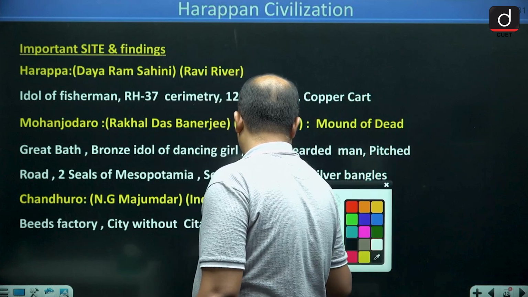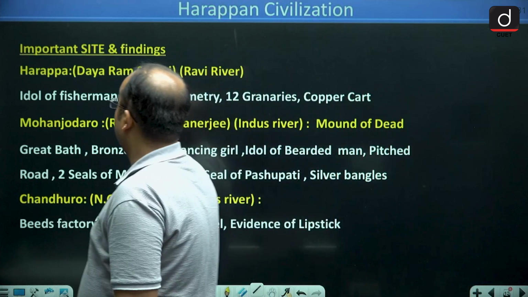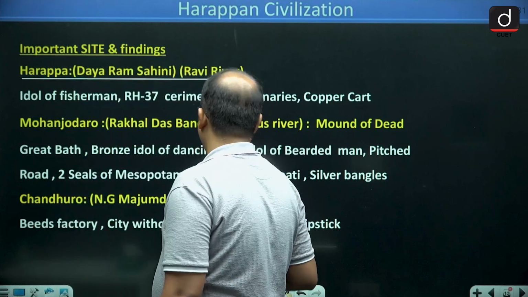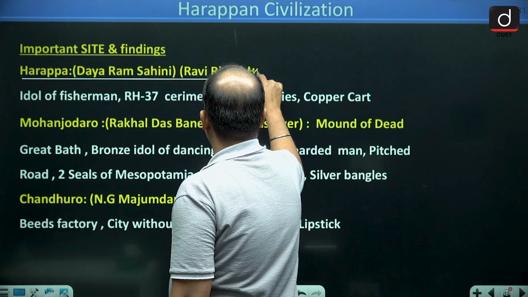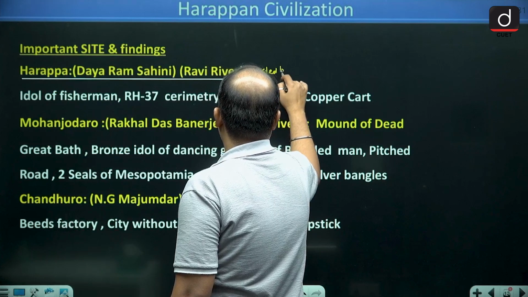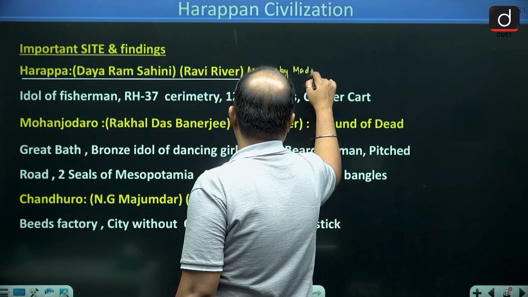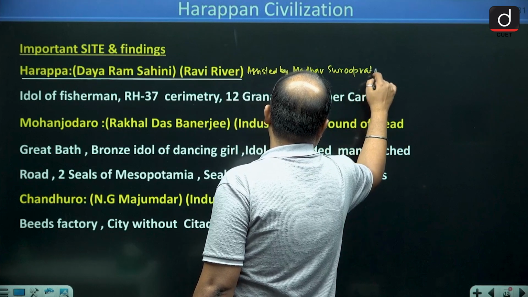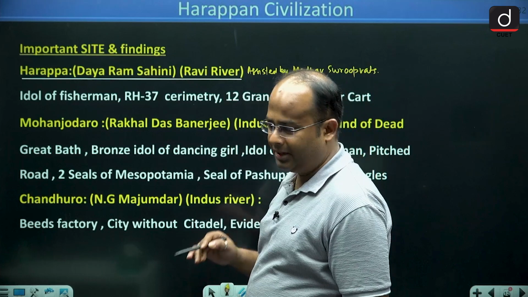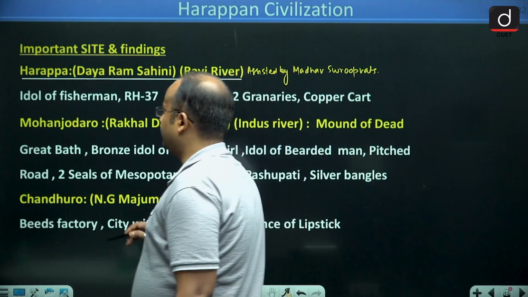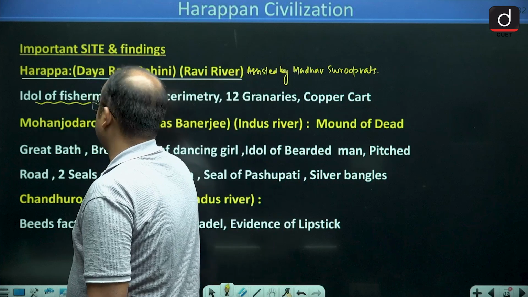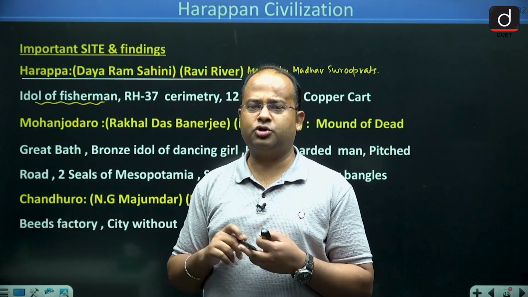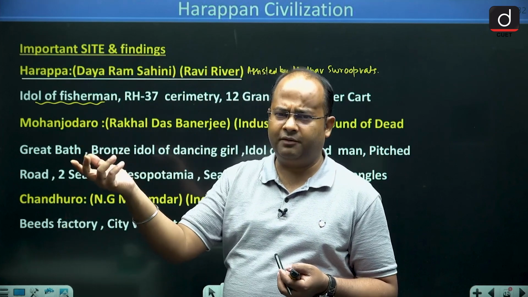The first site, friends, is Harappa, and Harappa was excavated by Dayaram Sahni on the bank of river Ravi, assisted by Madhav Swarup Vats. Now what have we found? We have found an idol of a fisherman who was carrying a net over his shoulder, so we can conclude that they might be eating fish.